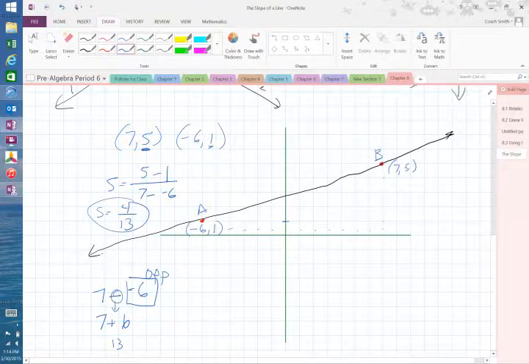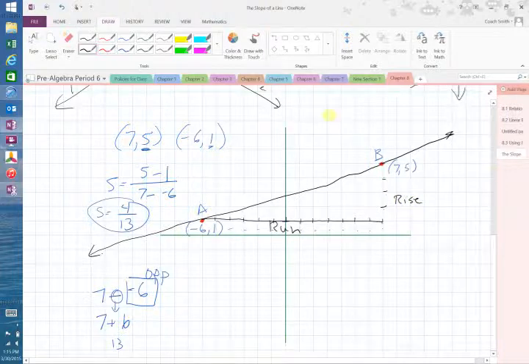Okay, the other way we could tell that is by doing this. We could go from this point all the way to here. So that's 1, 2, 3, 4, 5, 6, 7, 8, 9, 10, 11, 12, 13. So that's 13 units. That represents the run. Then I go up 1, 2, 3, 4. So that represents the rise.